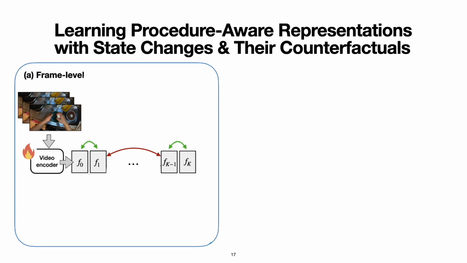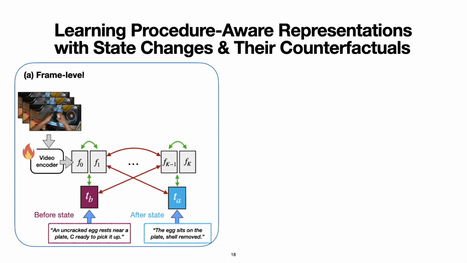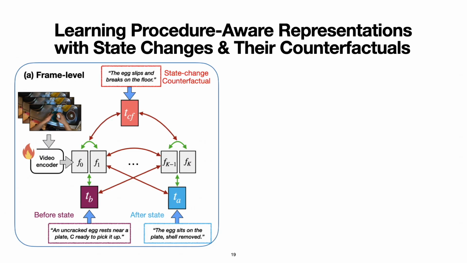First, we apply temporal contrastive learning at the frame level to bring nearby frame features closer and push distant ones apart, enabling the model to capture the progression of actions. We then incorporate before and after states into the temporal contrastive loss, using them as positive pairs with their corresponding frame features and as negative pairs with the opposite state frames. Furthermore, to enable clip-level counterfactual reasoning, we incorporate state change counterfactuals as negative examples in the learning objective.